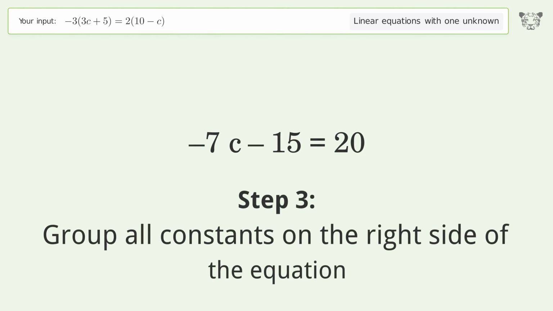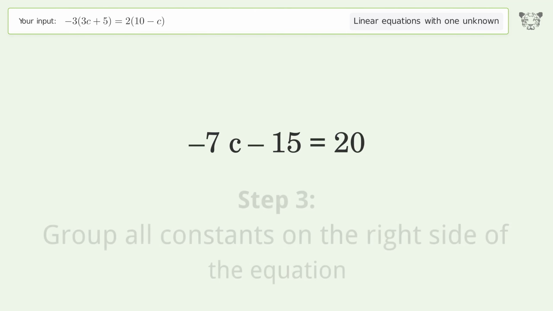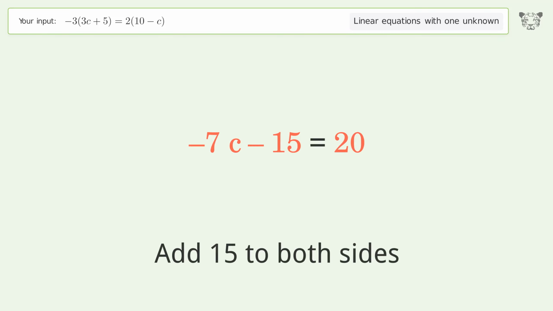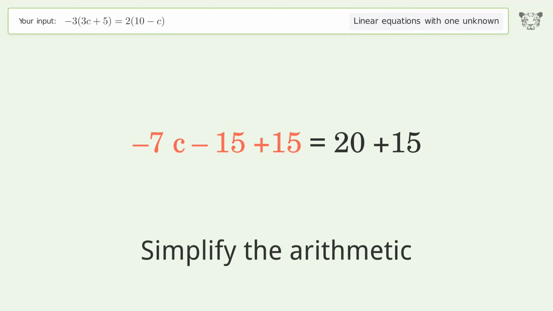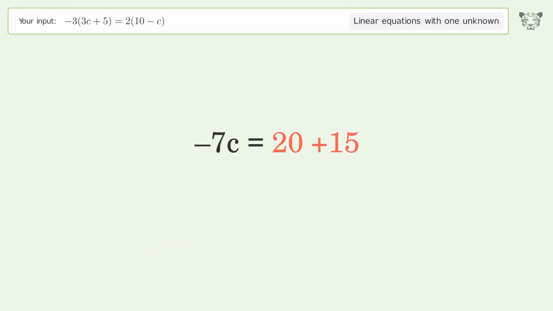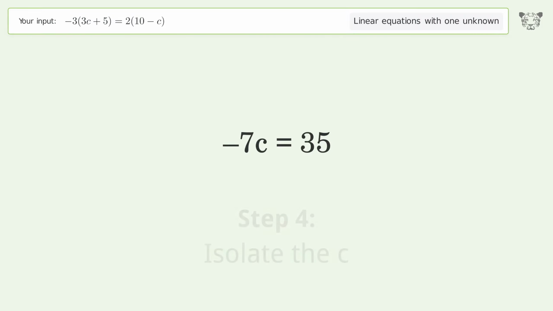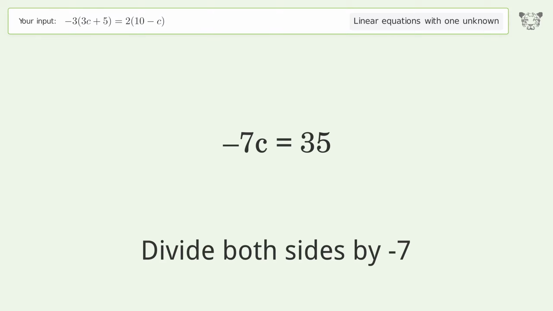Group all constants on the right side of the equation. Add 15 to both sides. Simplify the arithmetic. Isolate the c. Divide both sides by -7.